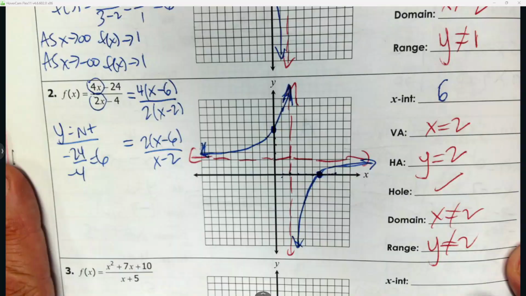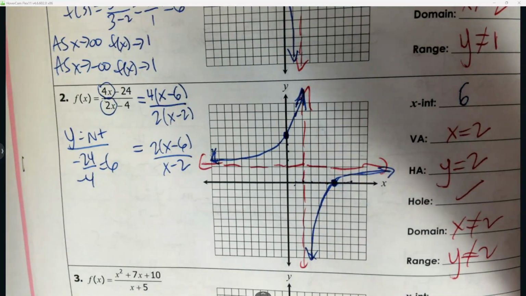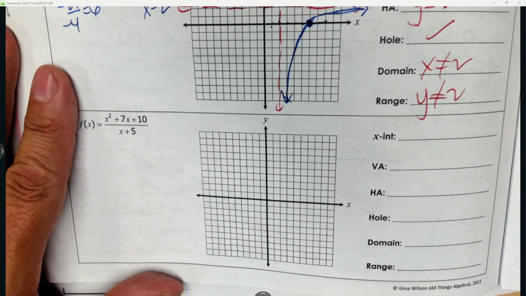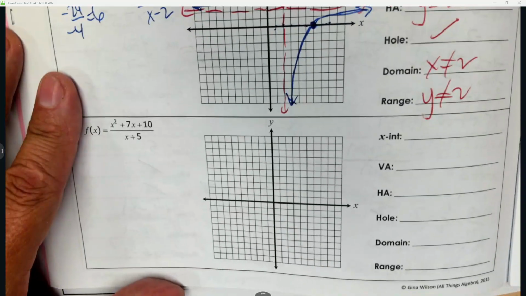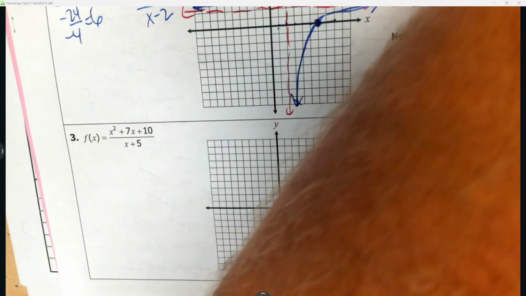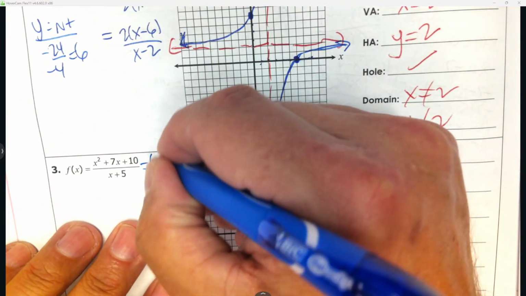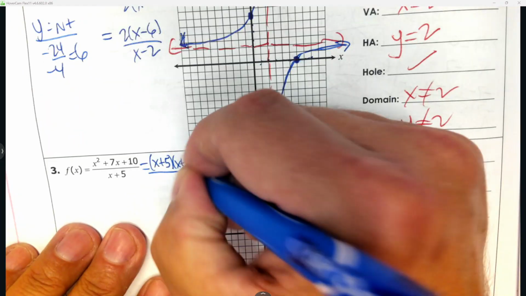And we're done. Number 3. Try it first. So first we need to factor. The numerator is a one-step diamond, really simple. Two numbers that multiply to 10 and add to 7 are 5 and 2.